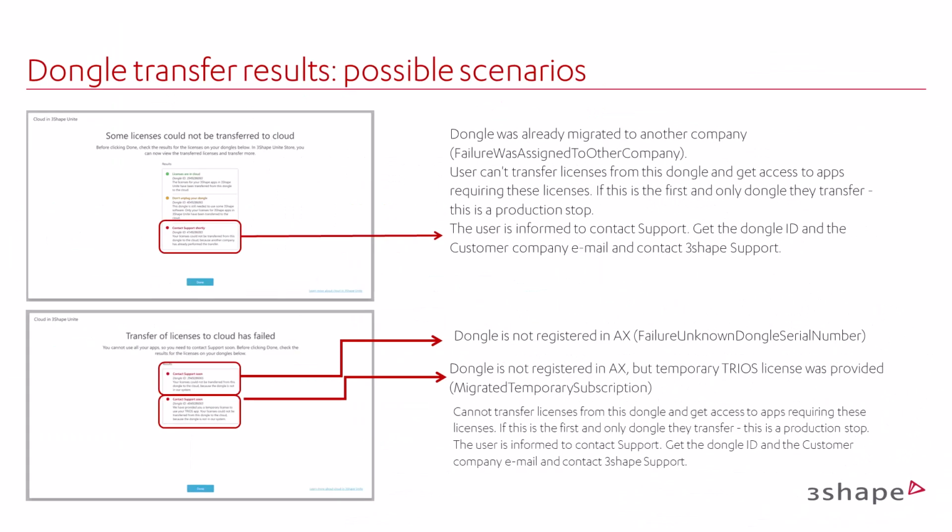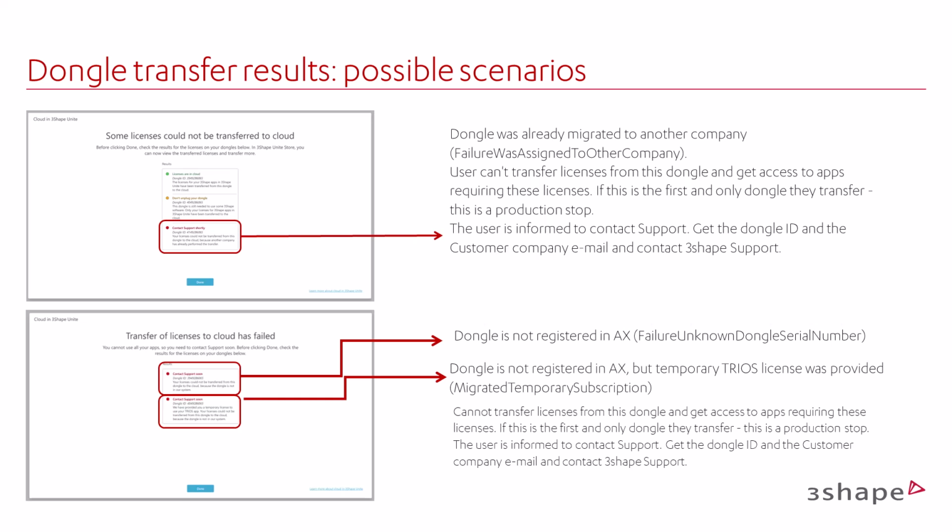The first image depicts a scenario where the dongle has been migrated to another company. In this case, the user will not be able to transfer the licenses from this dongle and gain access to the apps in Unite. If this is the only dongle they have to transfer, it halts production. The user will be prompted to contact support, providing the dongle ID and the customer company email, and to contact 3Shape support immediately.